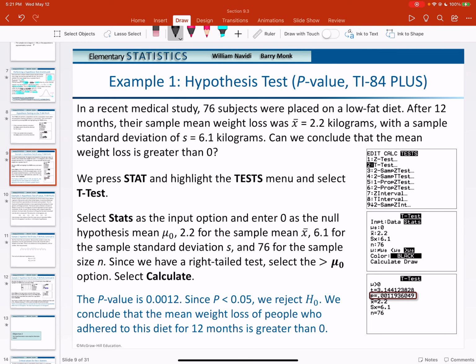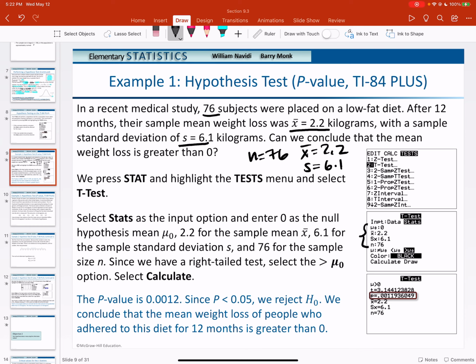So let's show how to do it. Okay, so same situation. We have 76 subjects, n is 76. What else here? x̄ is 2.2. Standard deviation s is 6.1. So you need to get nice and cozy with taking out the information when you're reading a paragraph here, okay? So you hit stat and then you highlight tests, select t-test, which is the second option, and then you enter all this stuff here.